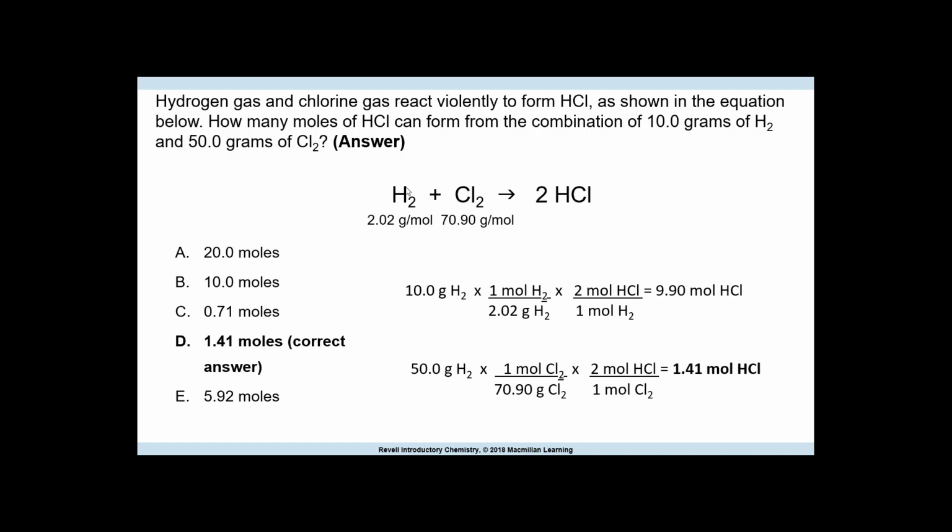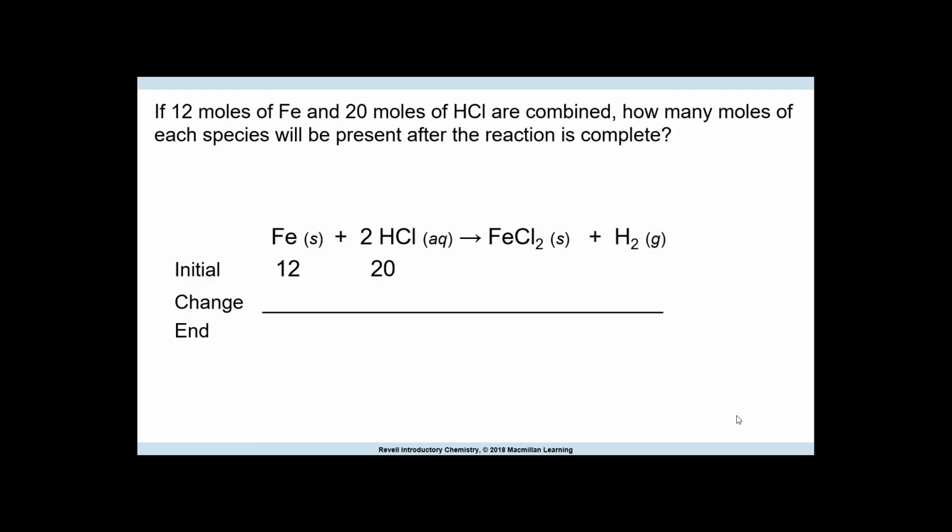But you can see that 1.41 moles of HCl is produced. So the question is how many moles of HCl can form? And it's going to be 1.41 moles compared to the 9.90. We will never get to this because the limiting reactant will always control this reaction.